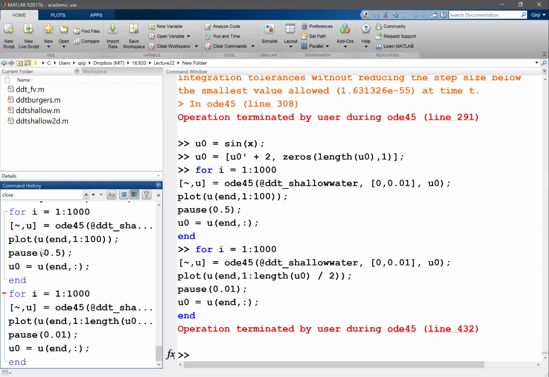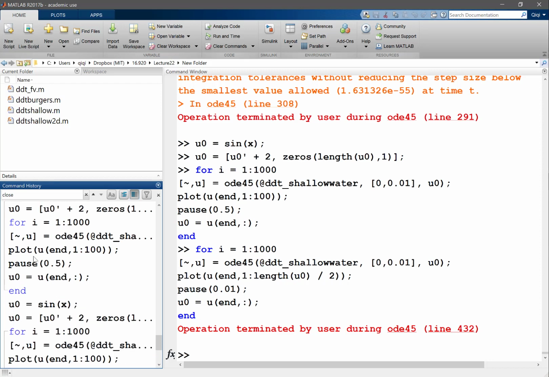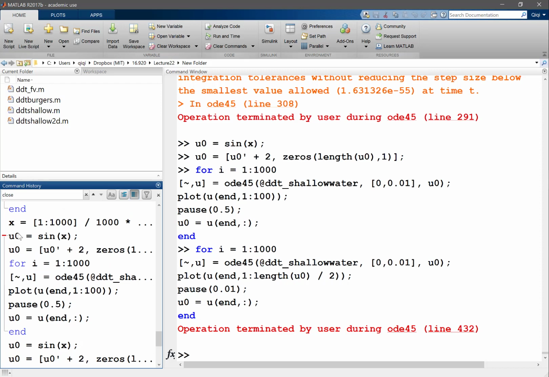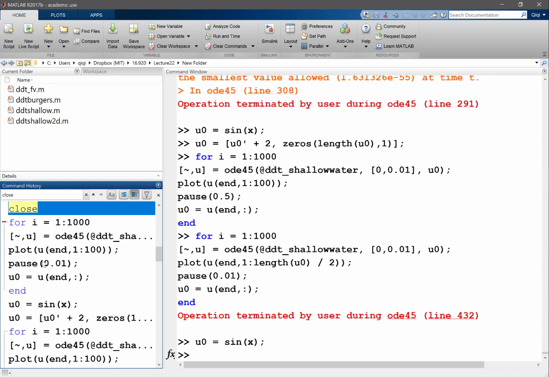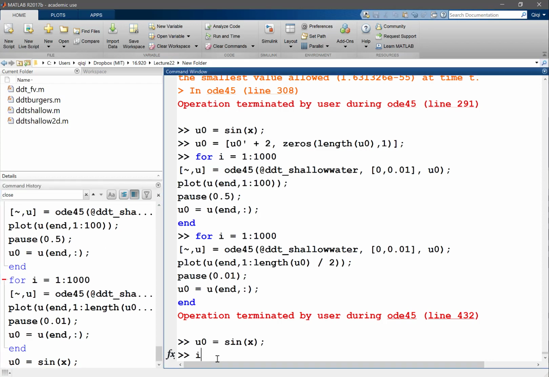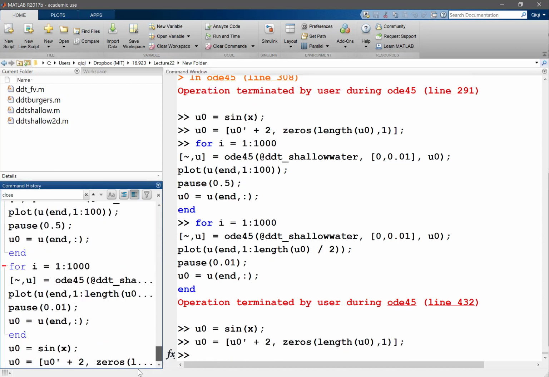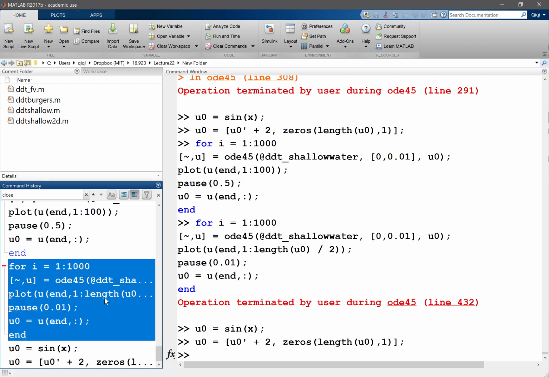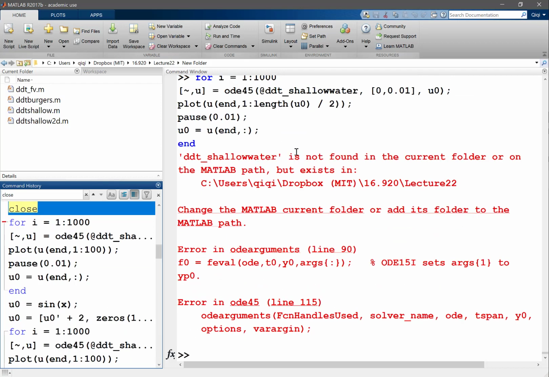So from where? From the initial condition, I set u0, and loop over. Wrong folder again.